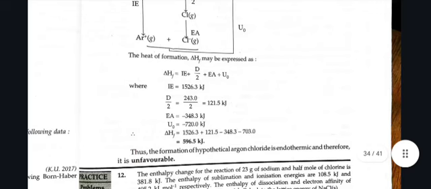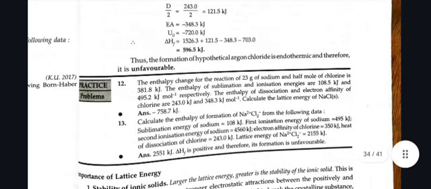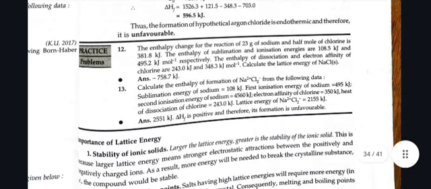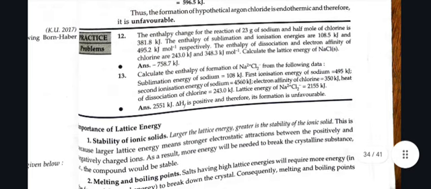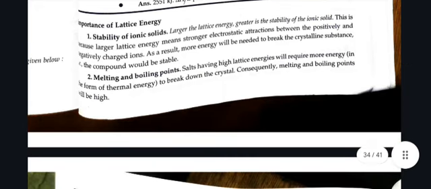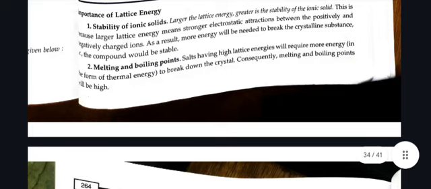Now we have the next topic, which is the importance of lattice energy. Stability of ionic compounds: the larger the lattice energy, the greater is the stability of the ionic solid. This is because larger lattice energy means stronger electrostatic attraction between the positively and negatively charged ions. As a result, more energy will be needed to break the crystalline substance. That is, the compound would be stable.